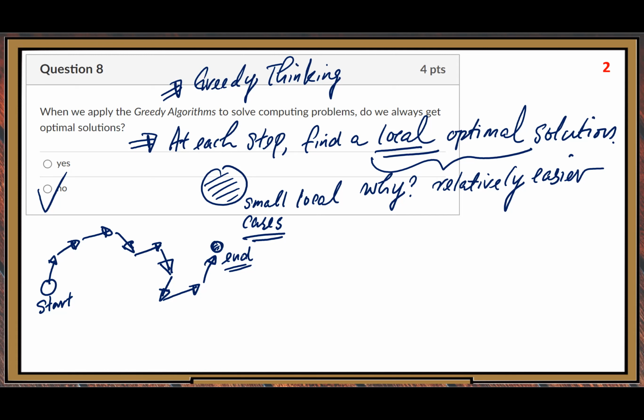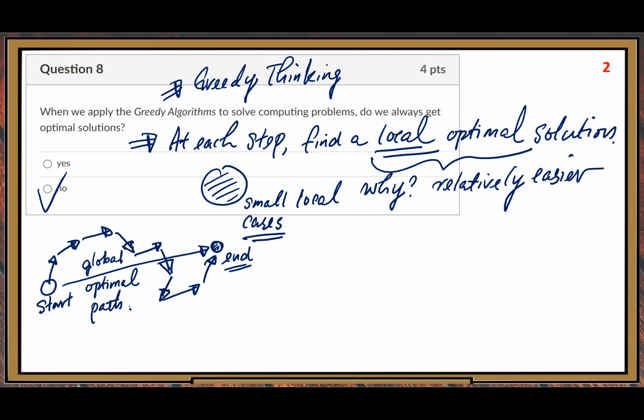then when you look back from your start to the end, the local greedy path may not be the global optimal path. Okay, so that's the main point.